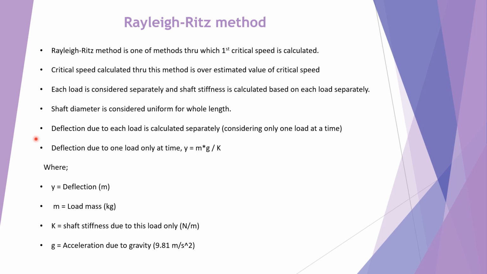Deflection due to each load is to be calculated separately, considering only one load at a time. And deflection due to only one load can be calculated using the formula Y equals M × G upon K. So Y is the deflection in meter, M is the load in kg, K is the shaft stiffness due to that load only, in Newton per meter, and G is acceleration due to gravity, 9.81 meter per second square. So this is how we can calculate the deflection due to each load separately.